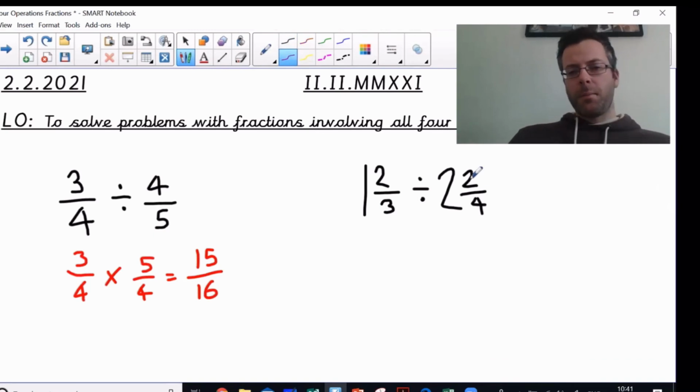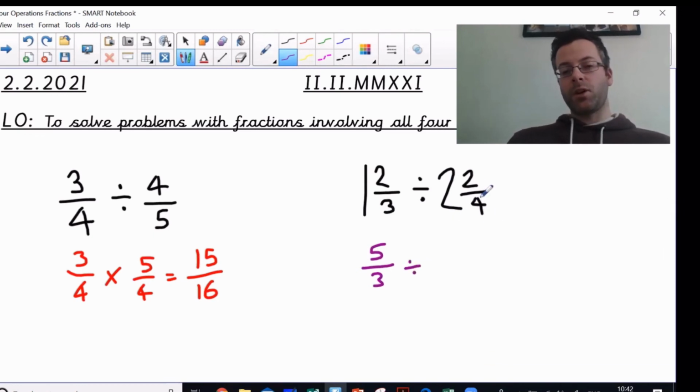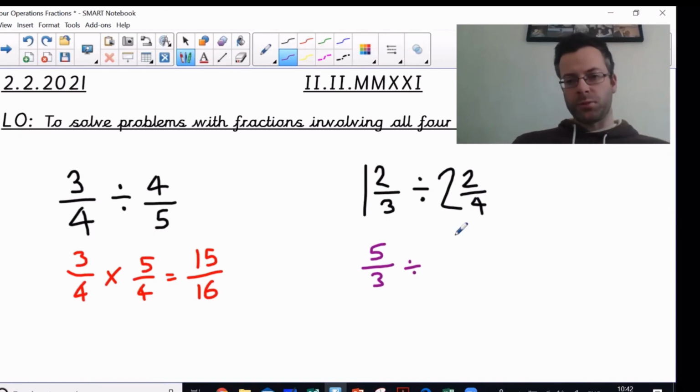Okay, and this one. Mixed numbers, I want to make them improper. So how many thirds go into a whole? Well, it's 3 plus those 2, so I've got 5 thirds. I'm just going to keep it the same for now. Divided by how many quarters go into a whole is 8. No, sorry, how many quarters into one whole is 4. So 2 wholes must be 8 plus those 2, so 10/4.